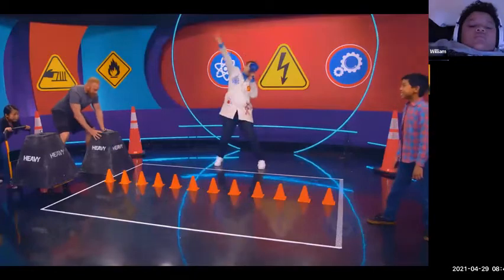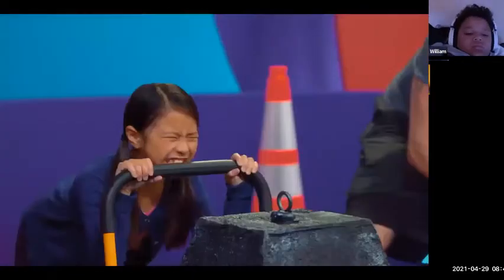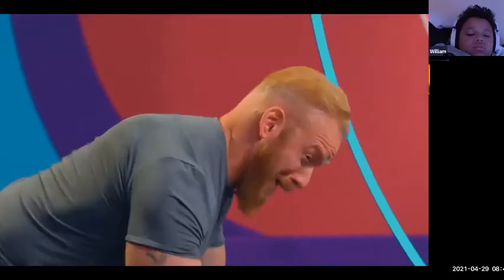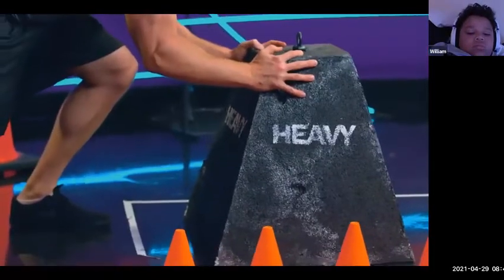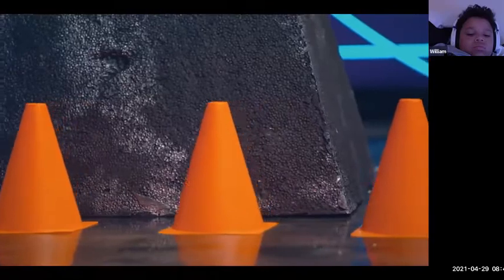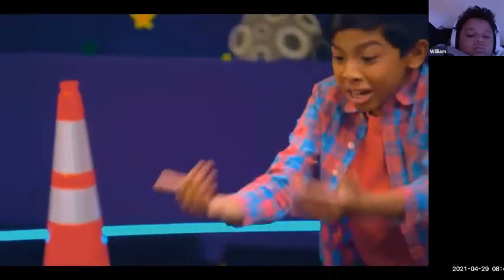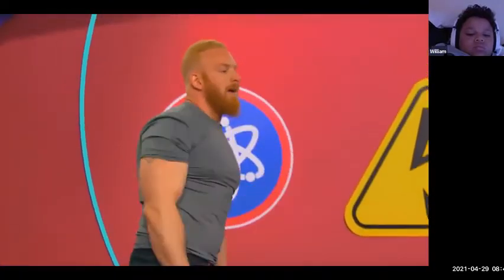Let's roll. 3, 2, 1, there! Come on, Olivia! Faster! Halfway there! Come on! Push! Almost there! A little more! Yes! This is so much fun.